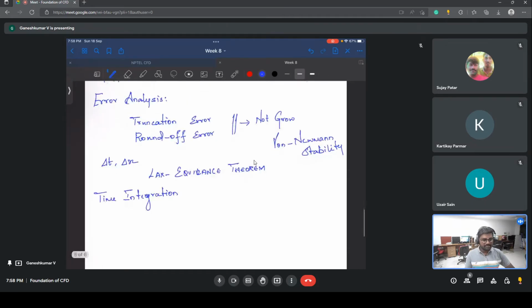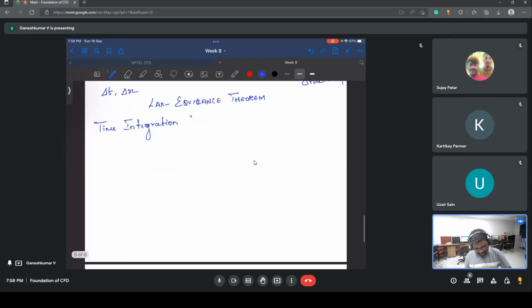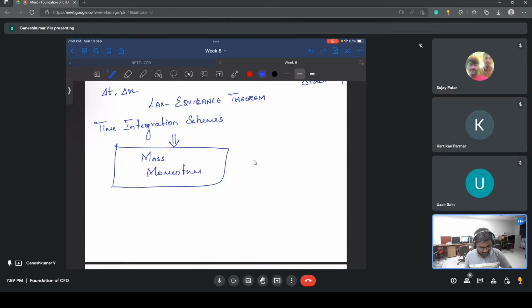Since we have unsteady terms in our equation, we discussed time integration schemes also. Then we integrated all these together to solve the mass and momentum equations. How did we solve? We have a few methods like SIMPLE, SIMPLEC, SIMPLER. All these methods have something in common. If you notice, all these methods are prediction and correction.